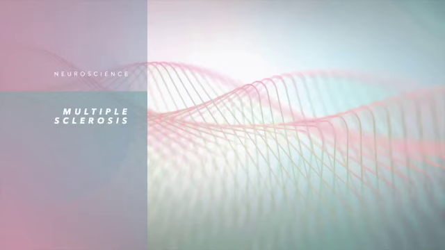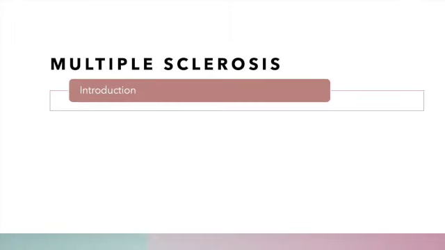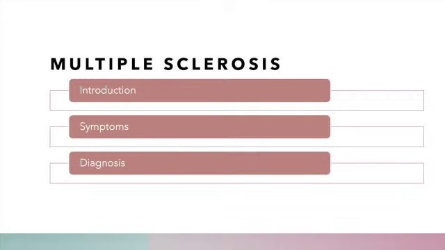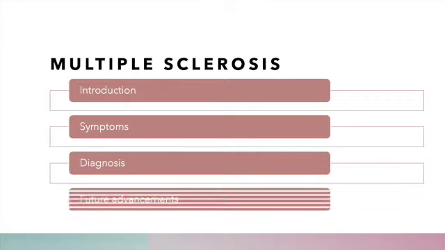Today we'll be reviewing recent advancements in our understanding of multiple sclerosis and its pathogenesis. Firstly, we will introduce multiple sclerosis. We will then look at the symptoms of the disease and how it is diagnosed. Finally, we'll talk about its future advancements. So, what is multiple sclerosis?